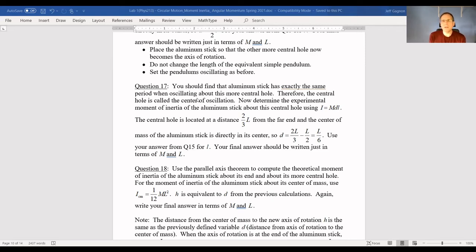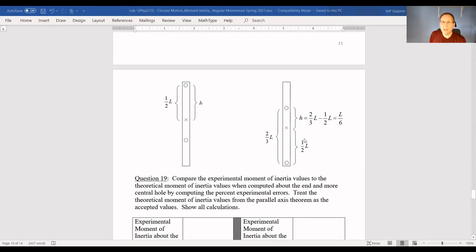Now we want to determine the experimental moment of inertia about the more central hole using the same equation, M d l. The M is just capital M. D now is going to be different, because remember, D is the distance from the axis of rotation to the center of mass. That would be this distance right here. It's called H in the other example, but this is D right now. So how do we find that? Well, you're told that the distance of that central hole from this end is 2/3 the length of the aluminum rod.